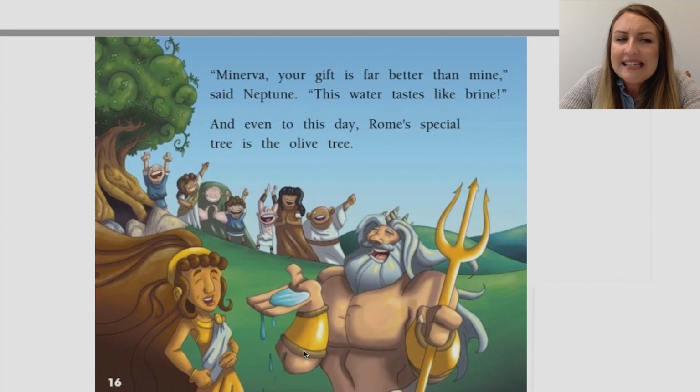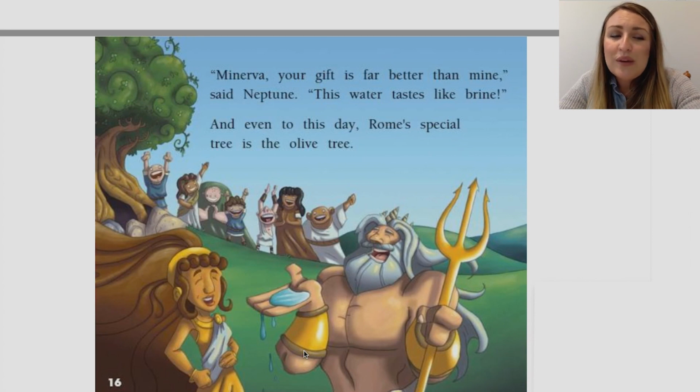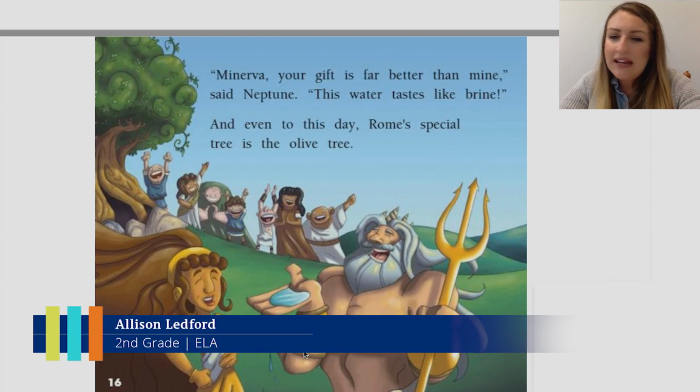Now, listen to this sentence. Minerva, your gift is far better than mine, said Neptune. This water tastes like brine. Brine is another word for salt water. Did Neptune get angry when the townspeople didn't like his gift? He tasted the water and he realized it wasn't good, and he just laughed about it. He did not lose his temper like they predicted.